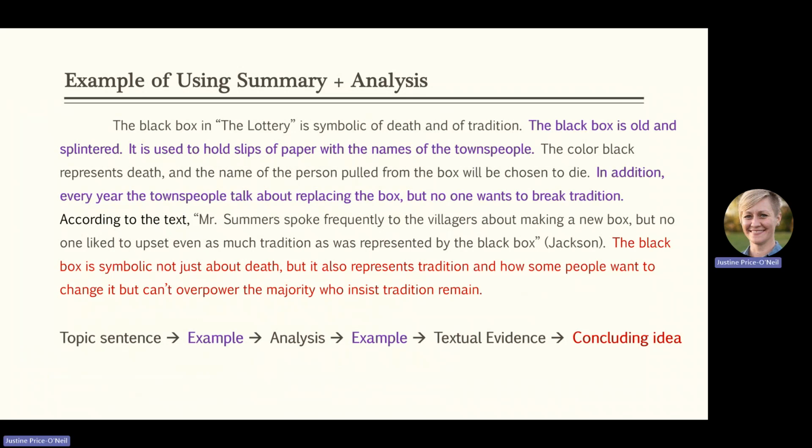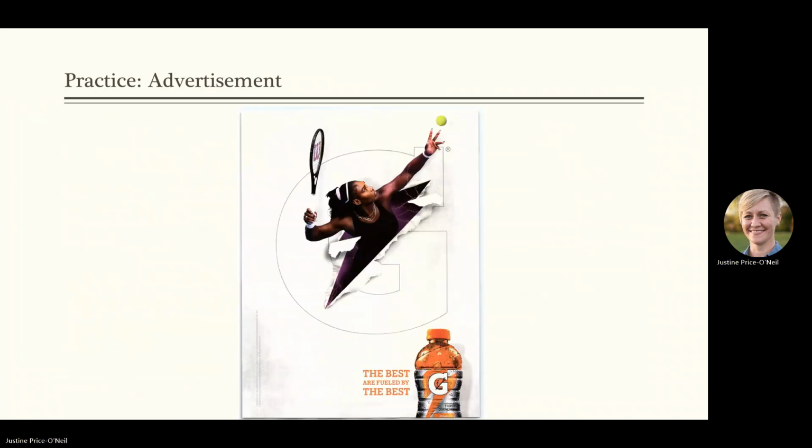Okay, now let's do some practice. So the first practice activity I want us to think about is with an advertisement. So take a look at this ad. Go ahead and look at it, think about it, and then I want you to write a sentence or two of summary and then a sentence or two of analysis.